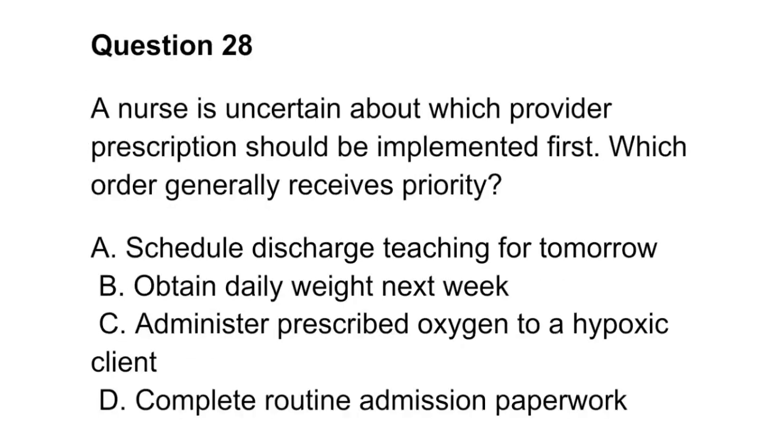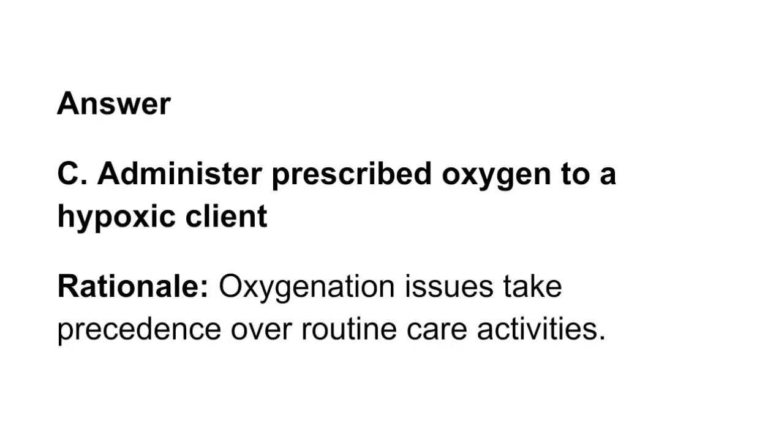Question 28. A nurse is uncertain about which provider prescription should be implemented first. Which order generally receives priority? A. Schedule discharge teaching for tomorrow. B. Obtain daily weight next week. C. Administer prescribed oxygen to a hypoxic client. D. Complete routine admission paperwork. Answer: C. Administer prescribed oxygen to a hypoxic client. Rationale: oxygenation issues take precedence over routine care activities.